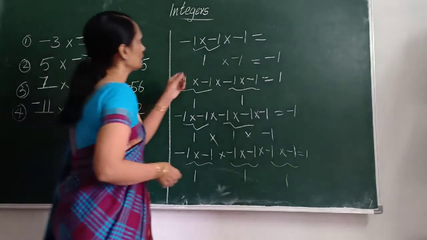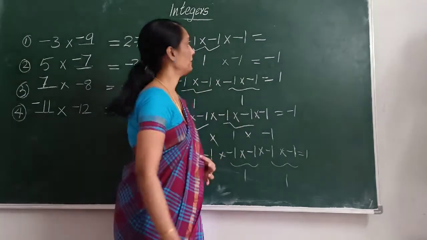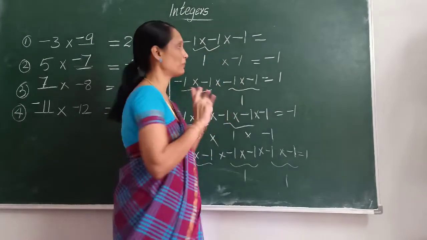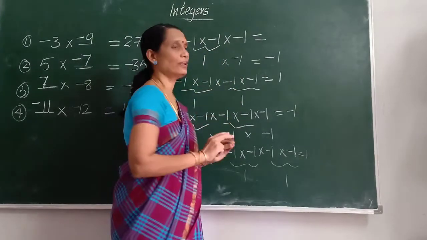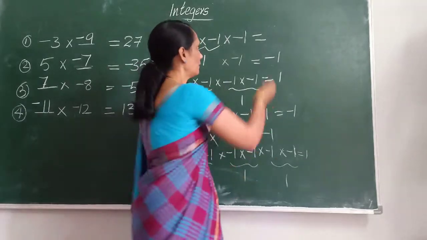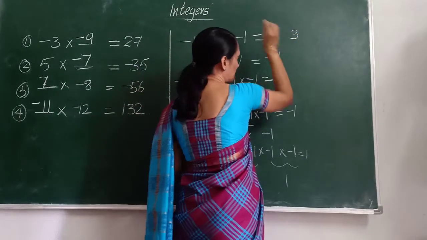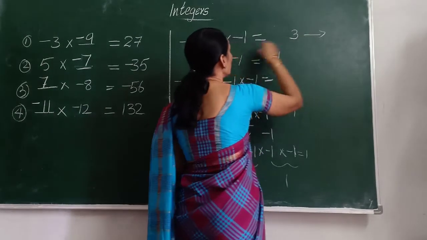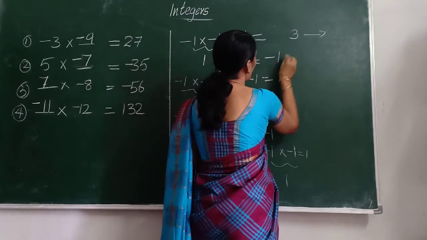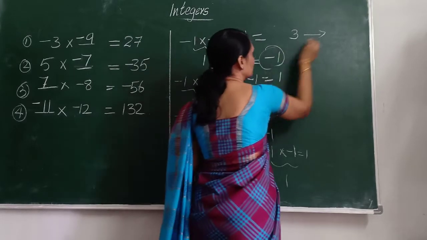Okay. Did you observe any pattern here? Here you see there are 3 numbers. Number of negative integers which are multiplied is 3. Okay. 3 integers multiplied, then we got a negative answer. Right? The answer is negative.